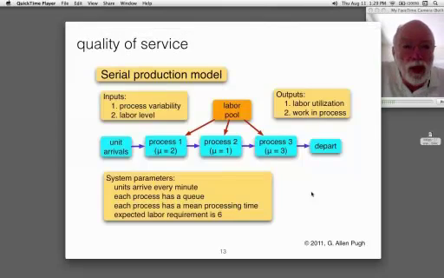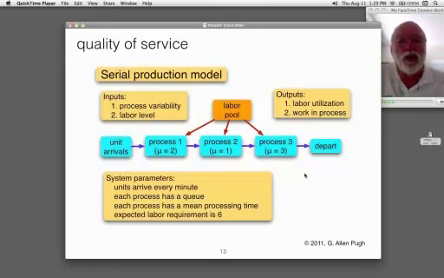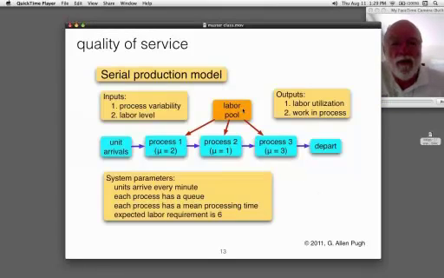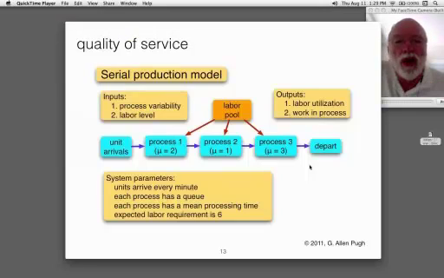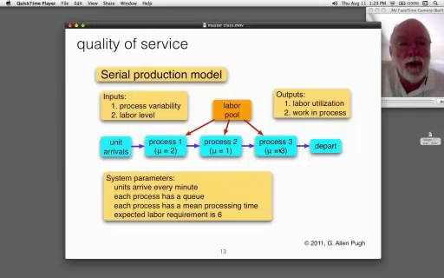And that would work really well and keep labor 100% occupied, which, by the way, is probably in violation of many state laws. You have to have breaks here and there. But it would be very efficient utilization of labor. In addition, things wouldn't build up unless you consider that all of these have some variability. And then it becomes very difficult to determine how much labor you should assign and whether or not work in process will get to be unacceptably large.